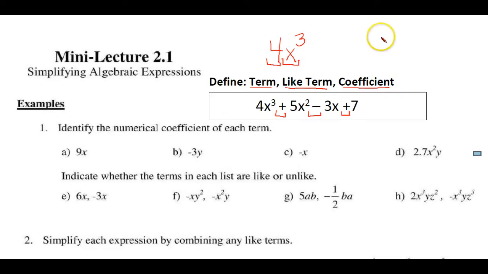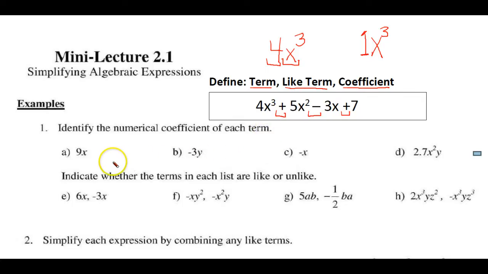Sometimes you'll see something like this, x to the third all by itself, and it appears there is no numerical coefficient. Well, there is actually a 1. When there's a 1 there, we don't put it. So every term, in a sense, has a 1 in front of it if it's not there. So, with this in mind, let's take a look at identifying the numerical coefficient of each term.